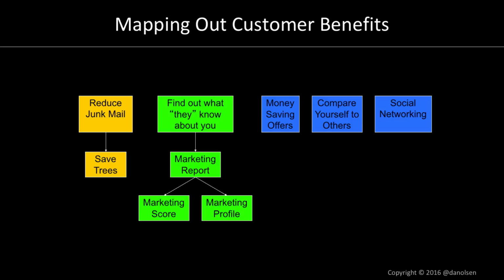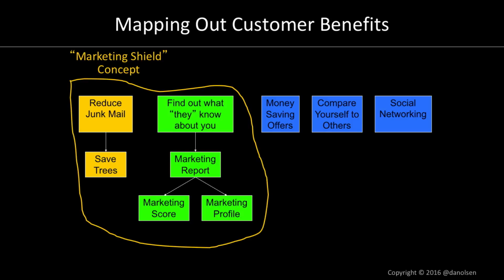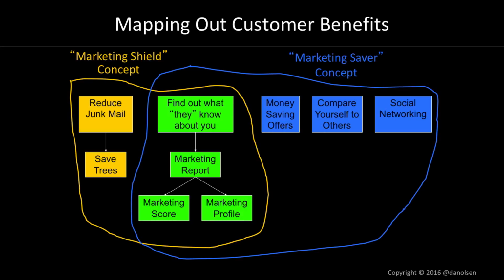I looked at it, and I was like, this is way too big to test in a single MVP or single prototype. So I proposed, since the core is the same, let's create two slightly different versions. One's going to have the core plus the reduced junk mail. We called that the shield because it was reducing your junk mail. And the other concept's going to have the core stuff plus the saver because it's going to focus on saving you money.